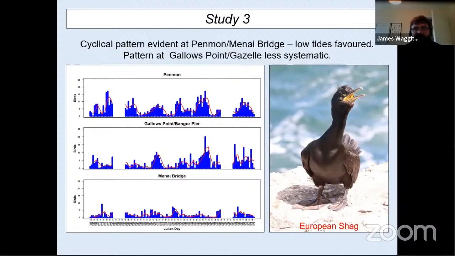But in the middle region, so at Gallows Point, there's a bit of a pattern, but it's a bit more sporadic. It's not as clear. And we think that this is potentially the influence of the freshwater input in those middle regions.